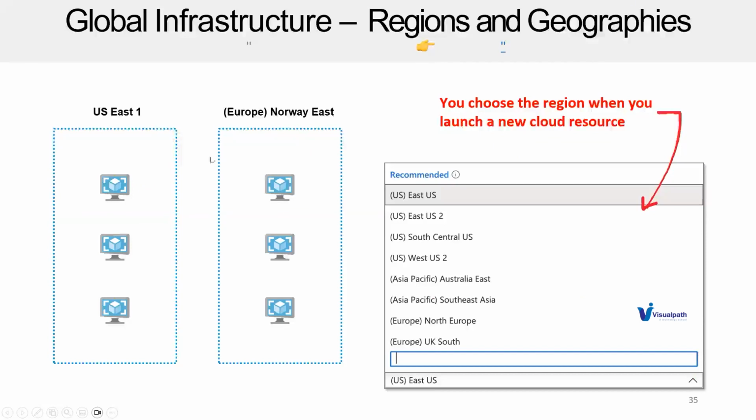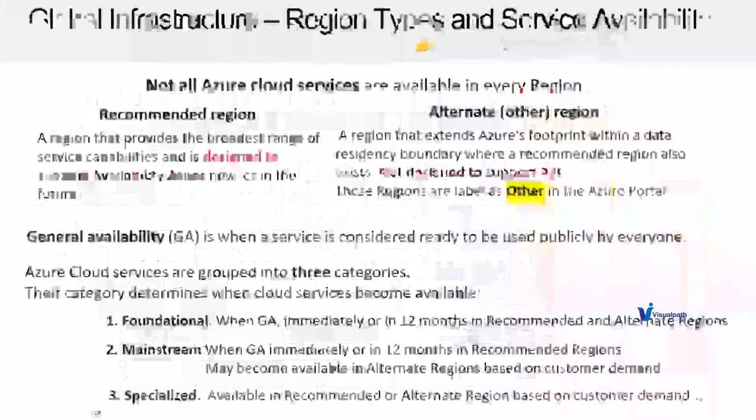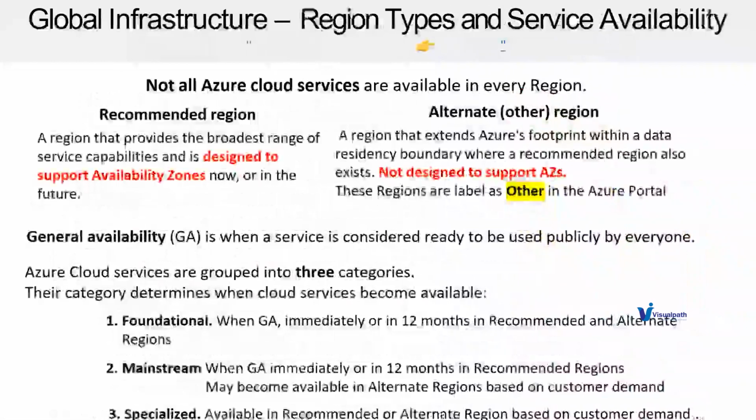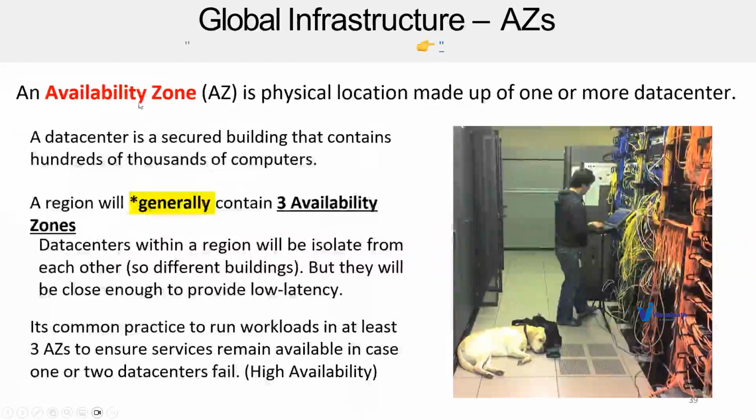We have seen this one. This is US East, and then Norway West. We can see these are your regions and geographies. Then we talked about this availability zone. This is the place where all your physical data centers are present. And these people are your infrastructure people who work day and night to make sure that all your services are up and running all the time.